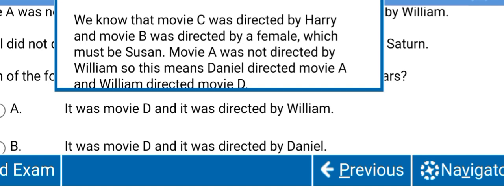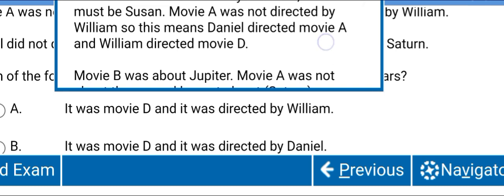We know that movie C was directed by Harry and movie B was directed by a female, which must be Susan. Movie A was not directed by William, so this means Daniel directed movie A and William directed movie D.